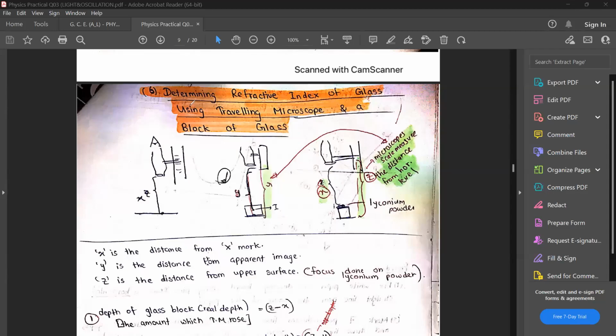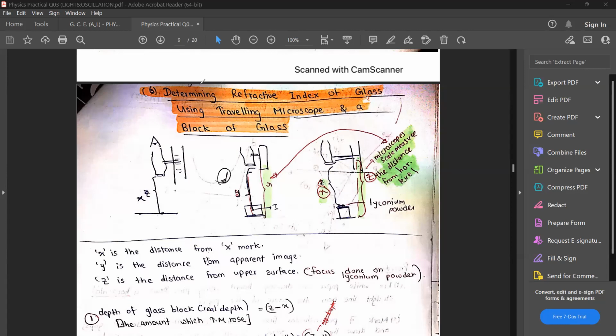Okay. Now let's go to the next practical. Now we have completed the practicals related to waves. Okay. Now we are going to start the practicals related to light. Determining refractive index of glass using a traveling microscope.